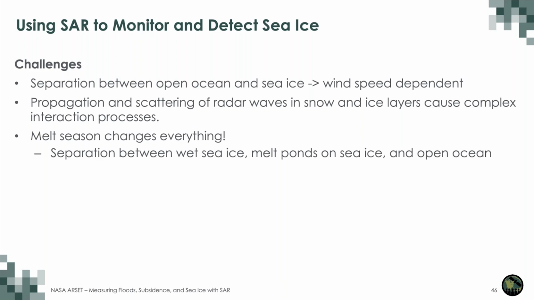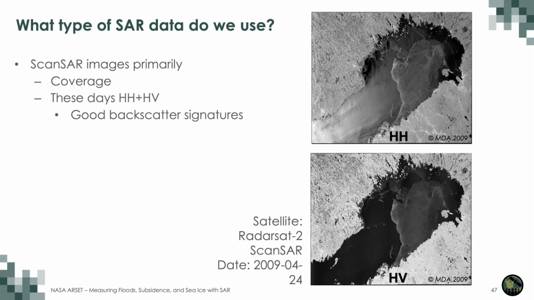But let's start looking now a bit more at the SAR images themselves. What type of SAR images do we use operationally? We rely primarily on scanned SAR images because they have good coverage. These days we use data with the HH and HV channels. They are provided by the RadarSat Constellation mission. They're also provided by the Sentinel-1 data, freely available. Any one of you can start your own ice classification or ice monitoring.